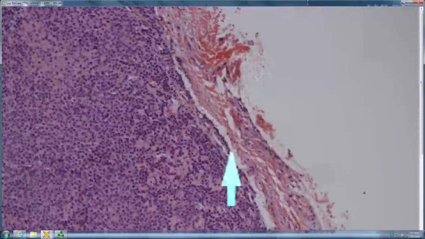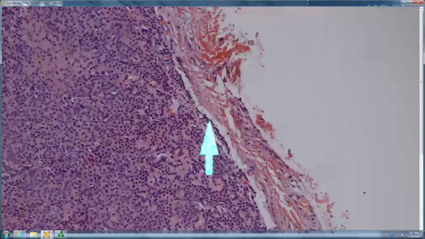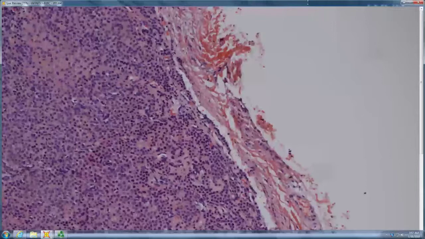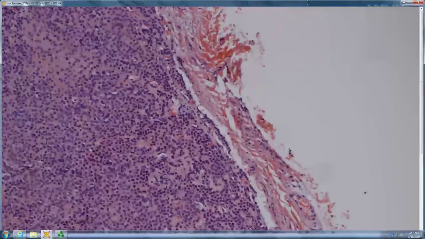Glomus tumor. So at the periphery you see strings of black pearls. But this one, rather than being an angioma with just a layer or two of glomus cells, is a tumor of glomus cells. So what would one call that? A glomus tumor, as opposed to a glomangioma.